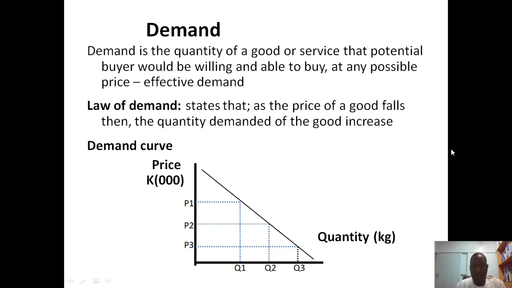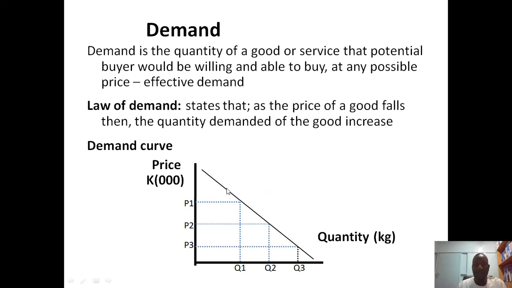The law of demand states that as the price of a good falls, then the quantity demanded of that good increases, vice versa. Meaning that if the price of a good is increasing, the quantity demanded of that good will be falling. And that law of demand is clearly expressed by the demand curve.